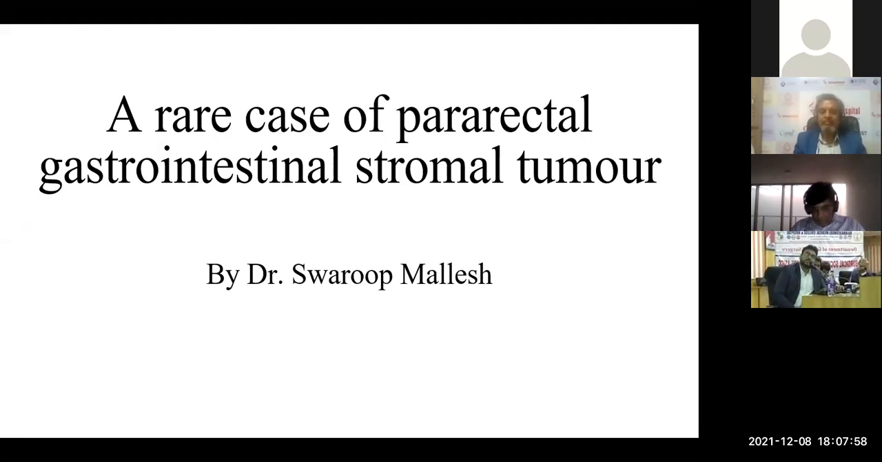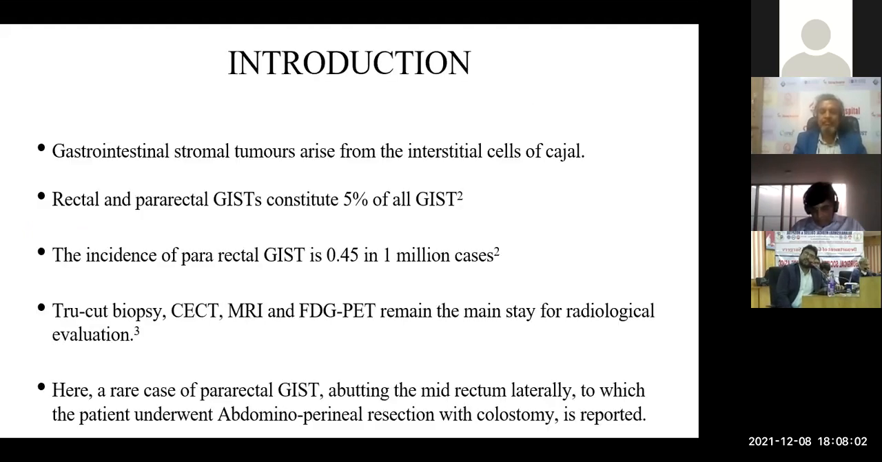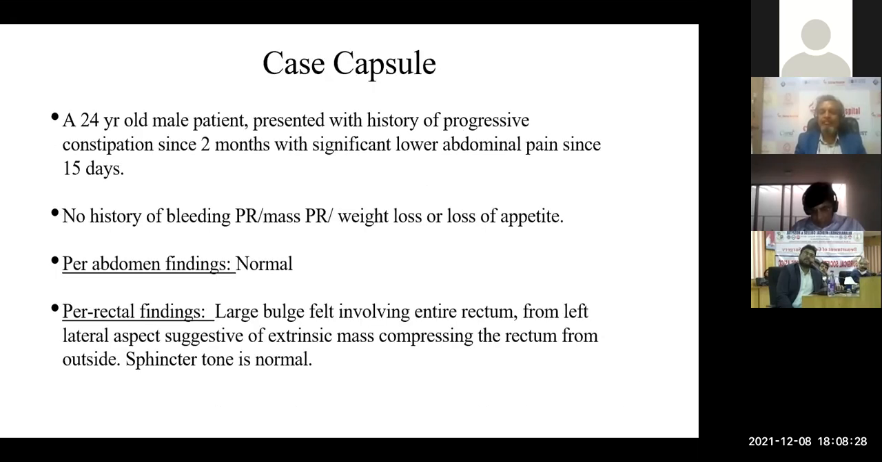Good evening, everyone. Today I'll be presenting a poster on a rare case of pararectal cyst. Introduction. Cystic tumors arise from the interstitial cells of Cajal and are mesenchymal in origin. Rectal and pararectal cysts constitute 5% of all cysts. The incidence of pararectal cysts is 0.45 in 1 million cases. Trucut biopsy, CECT, MRI, and FDG PET remain the mainstay for radiological evaluation. Here is a rare case of pararectal cyst abutting the mid-rectum laterally, for which the patient underwent APR with colostomy.